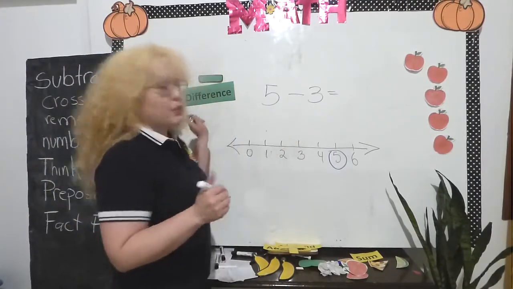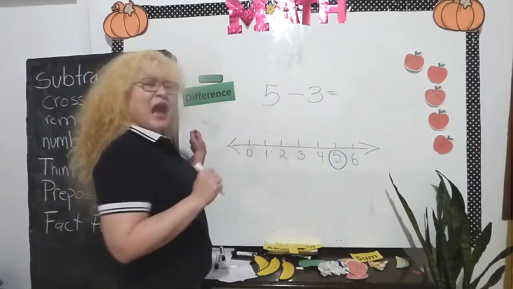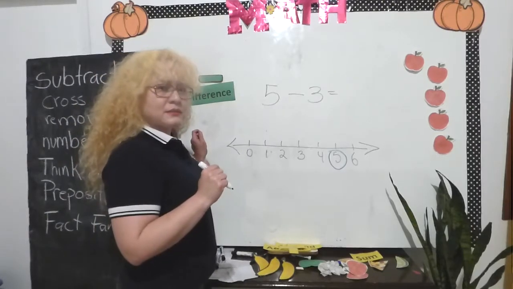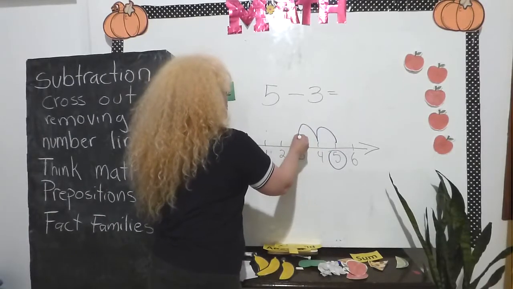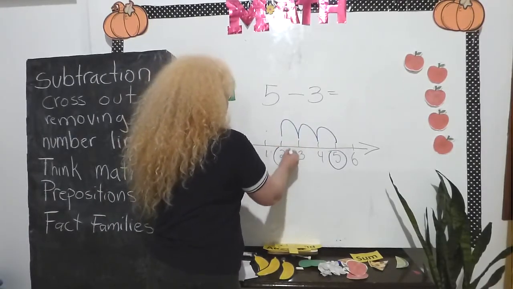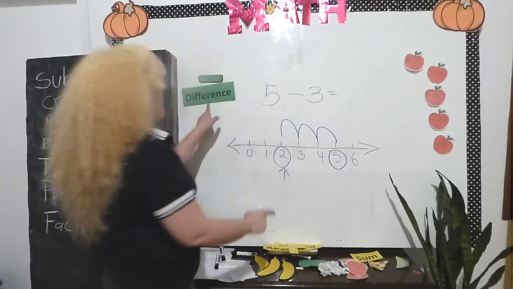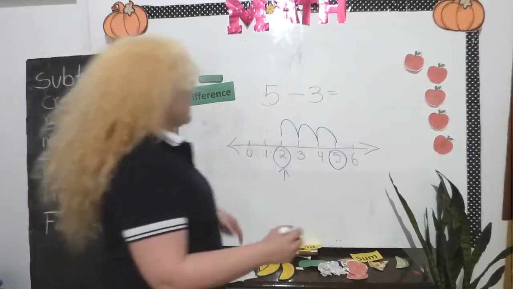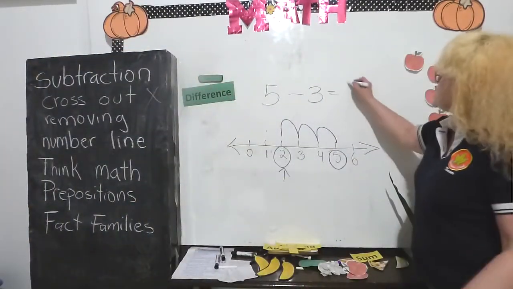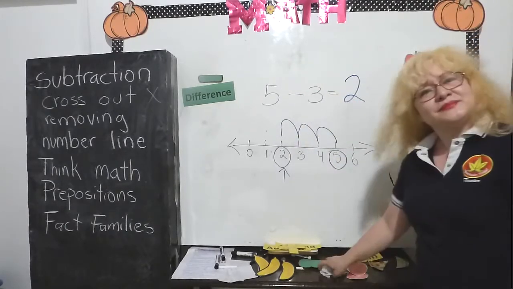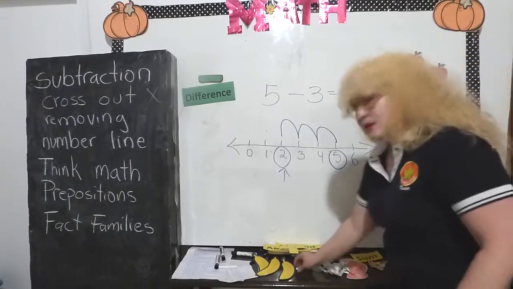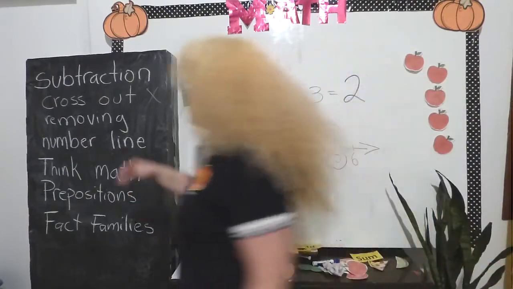Minus 3. So I jump back how many spaces? Yes, 3. 1, 2, 3. There you go. That is my difference. And my difference is 2. Ta-da! Get it? All right. You see how smart you are?